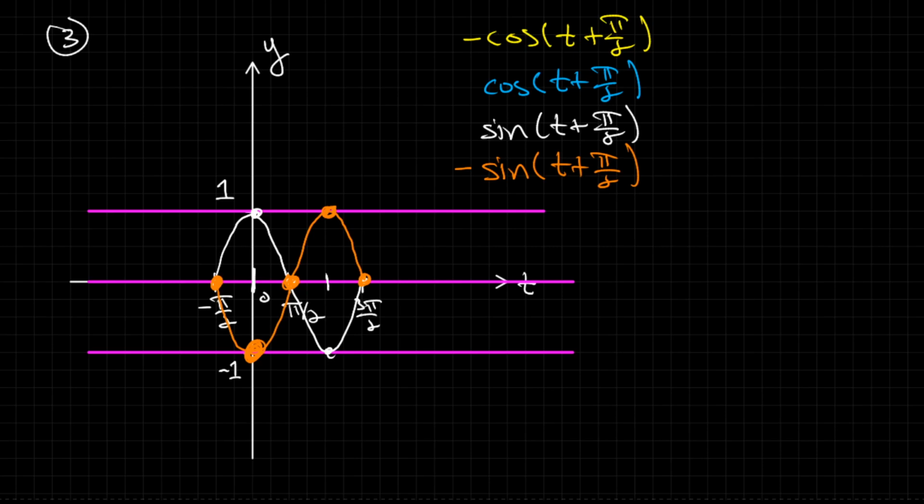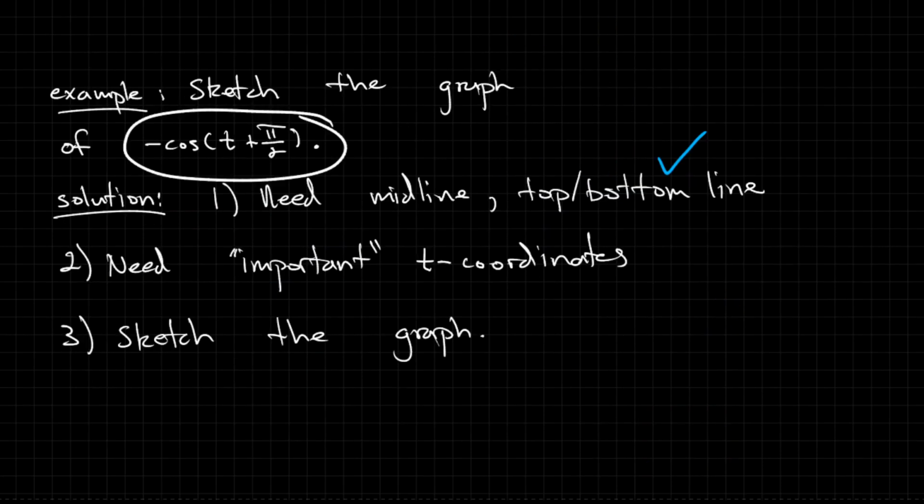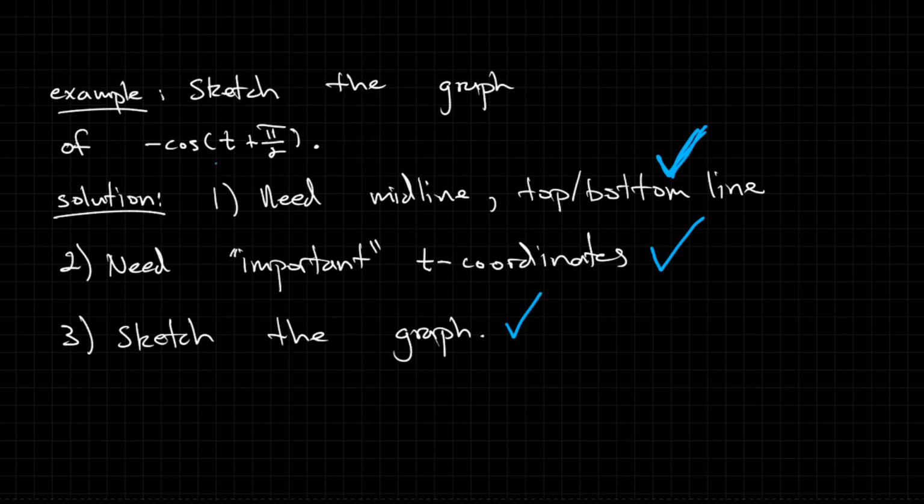So to recap, we found this midline and this top and bottom line. Then we found those important t-coordinates. And then we sketched the graphs, or, well, we were supposed to sketch the graph, but we sketched a few other graphs as well. And when we sketched the graph, we made sure we remembered the behavior of the parent function, cosine, and we took into account if there was a reflection.